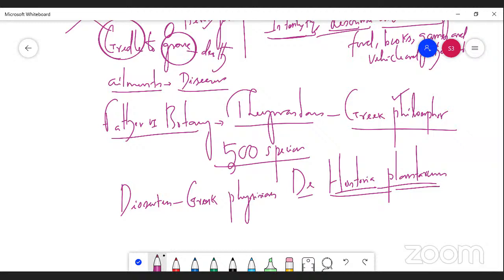Dioscorides is a Greek physician. He also gave names and explanations for 600 medicinal plants. The 600 medicinal plants described in his book are commonly called Materia Medica.